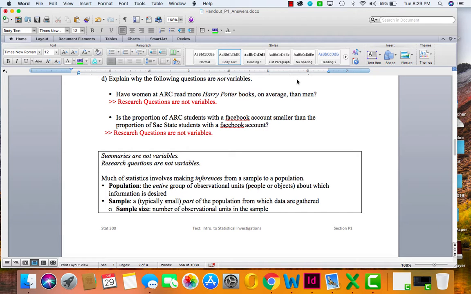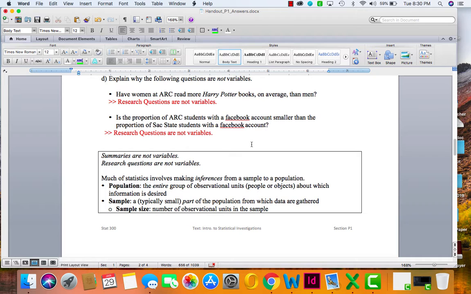Hello all. Last Friday we started section 1, chapter P, and we left off on page 2 when we got to explain why the following questions are not variables. I hope you were able to finish the handout and have done the reading assignment and have continued doing the reading assignment for P2 and the handout for P2. Hopefully you've watched the videos on Wiley Plus as well.